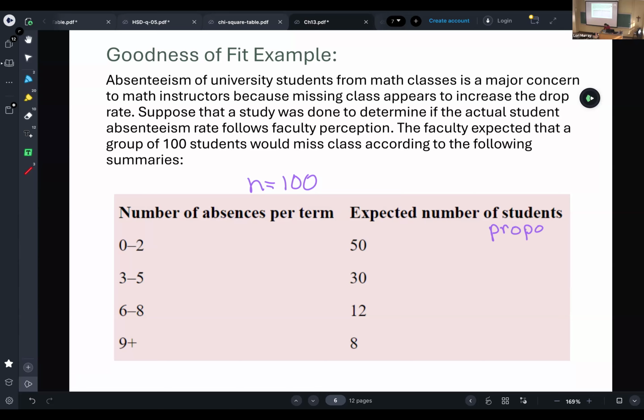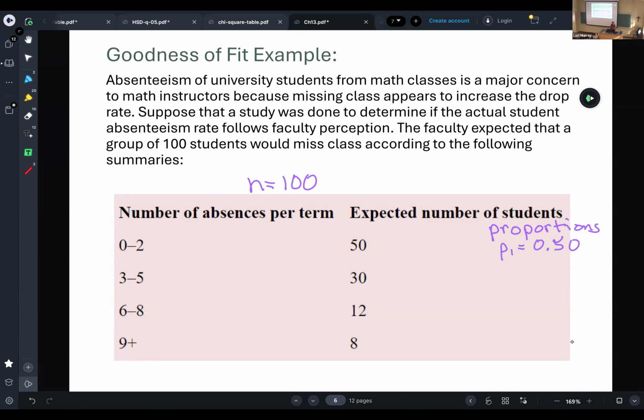Or the proportions. So P1 would be, and we assume these as being theoretical because this is expected. So we don't put a hat on these P's. We expect that this is the faculty perception, and this is what they believe the absenteeism is.